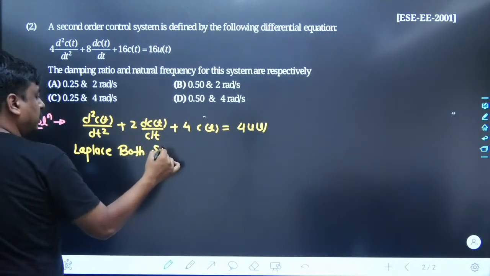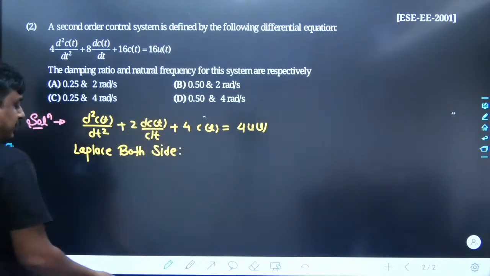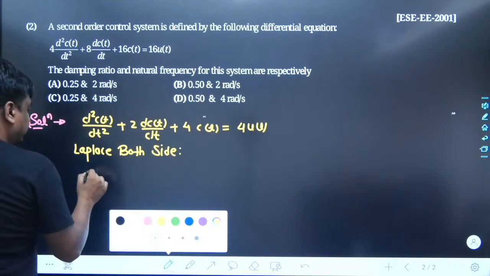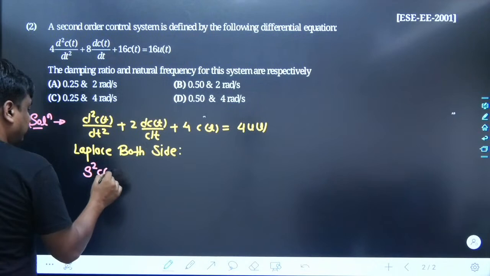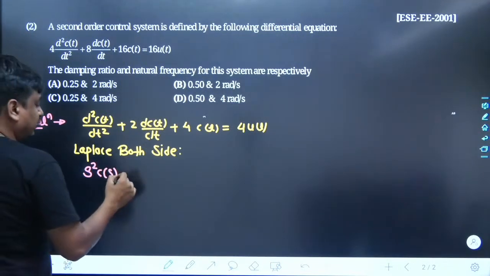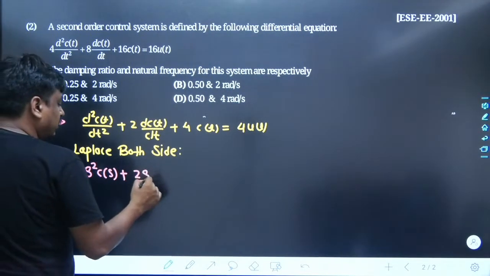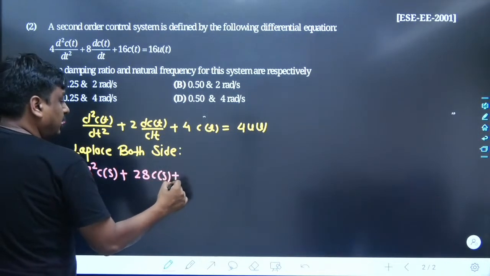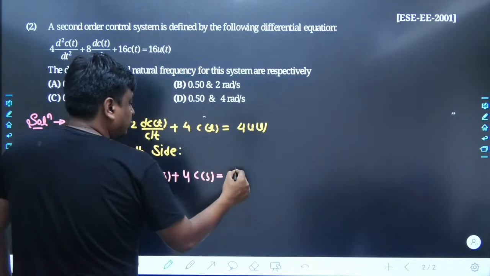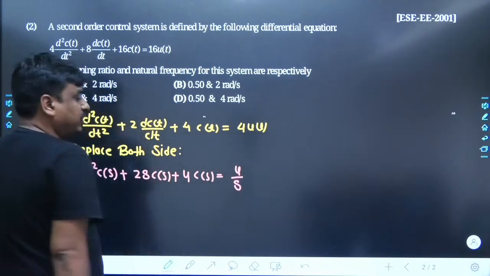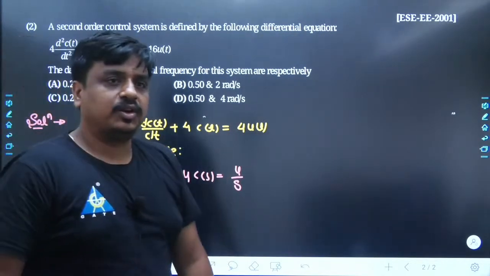We are going to take the Laplace on both sides. Once we have taken the Laplace on both sides, the resultant is going to be s² C(s) + 2s C(s) + 4 C(s) = 4/s. Could you understand what exactly I wanted to communicate?